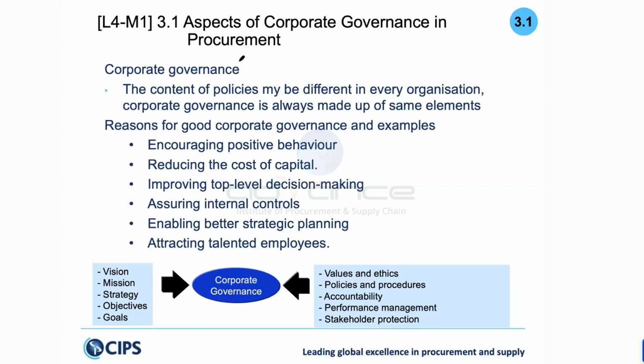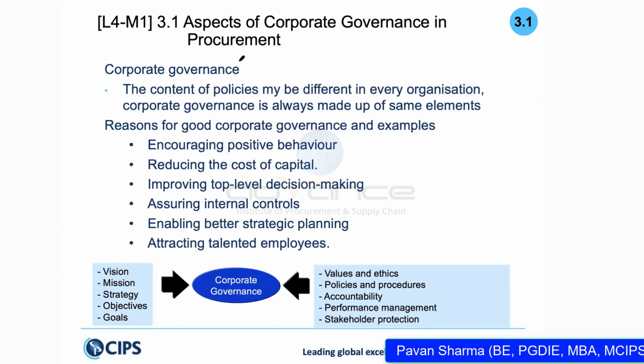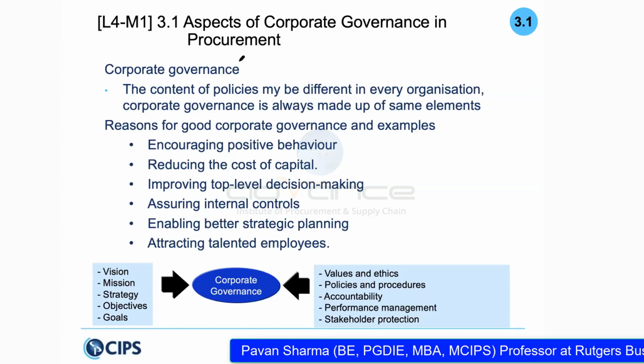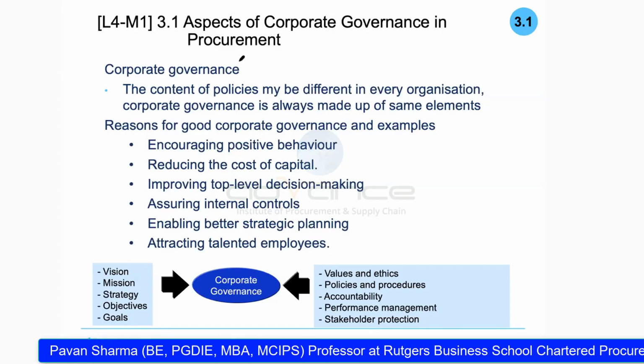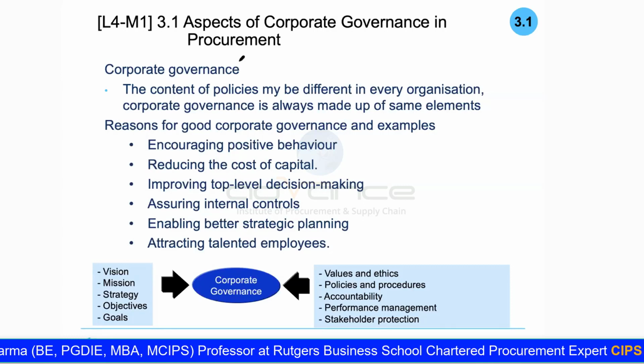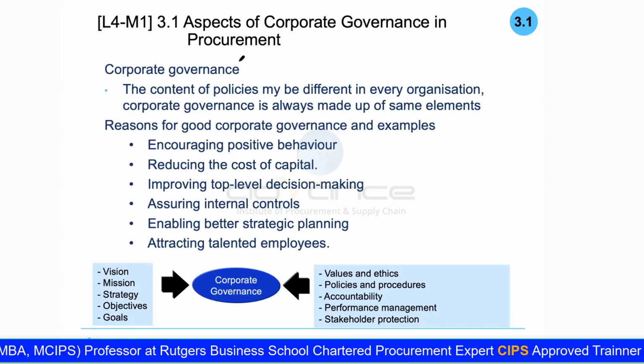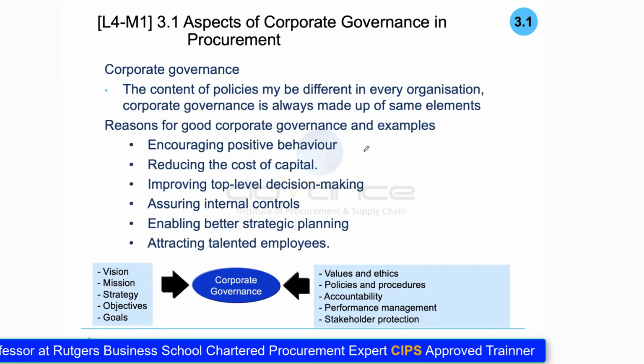Decision making will be much better. Risk will be much lower in terms of decision making. There'll be good internal controls, better planning in terms of achieving a strategy. Plus, it attracts good people. Remember, if the organization has poor reputation, poor governance mechanism, people really don't want to work for such organizations. Right? So with corporate governance, you can attract good people, talented people.